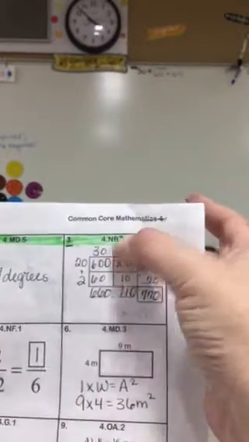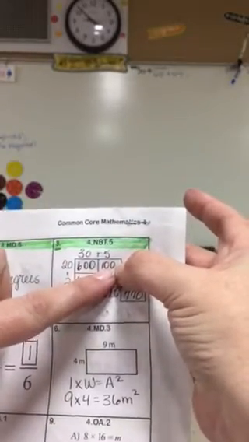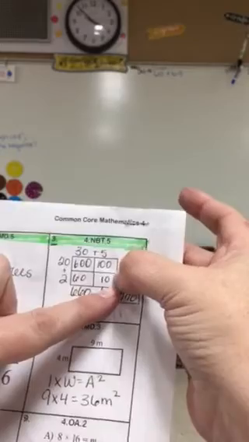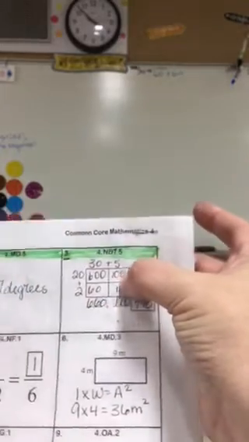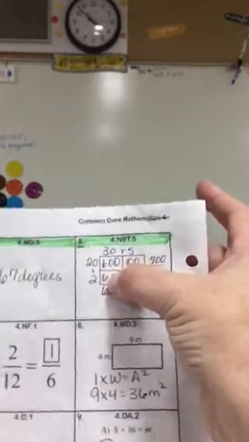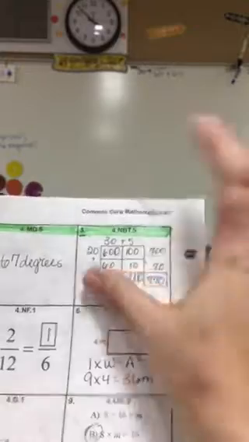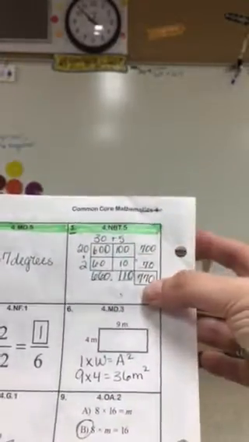So that would be 600. This number times this number is 100. 5 times 2 for this box. And 30 times 2 for this box. If you were doing just what we used to do for an area model, it would just add straight across, come down, and you get your answer.